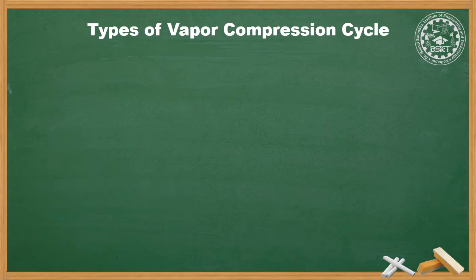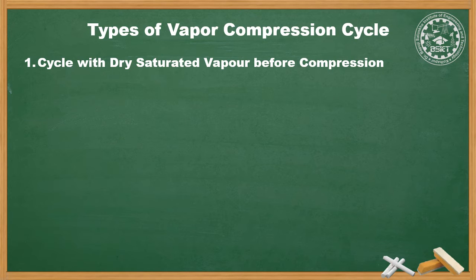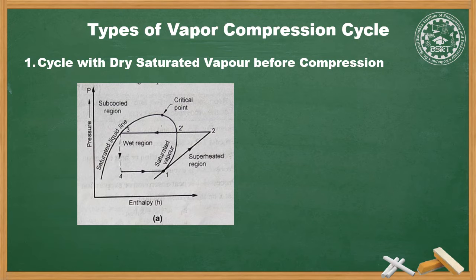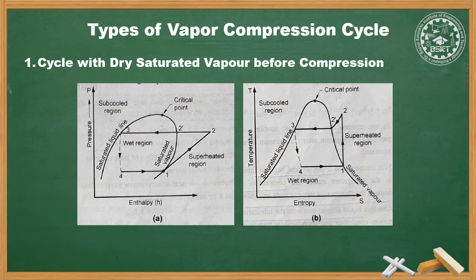Next is types of vapor compression cycle. There are many cycles used to increase the COP, that is, the coefficient of performance of the cycle. Some of them are discussed below. First, cycle with dry saturated vapor before compression, that is, the vapor entering the compressor is dry saturated. The pH and TS diagram for the simple vapor compression refrigeration cycle is shown in the figure below for vapor entering the compressor in a dry saturated condition.